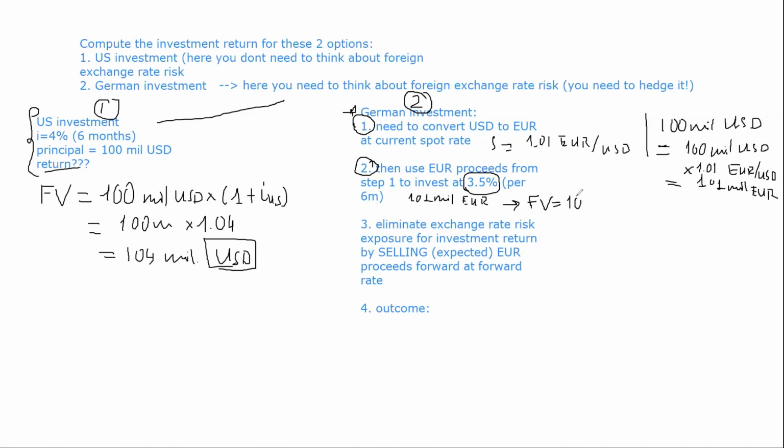So I'm going to take 101 million and times it with 1.035, okay, which is 1 plus the interest rate in the UK, sorry, in Germany. So if I did that, I will find that this will be 104 million and 535,000 euro, okay.